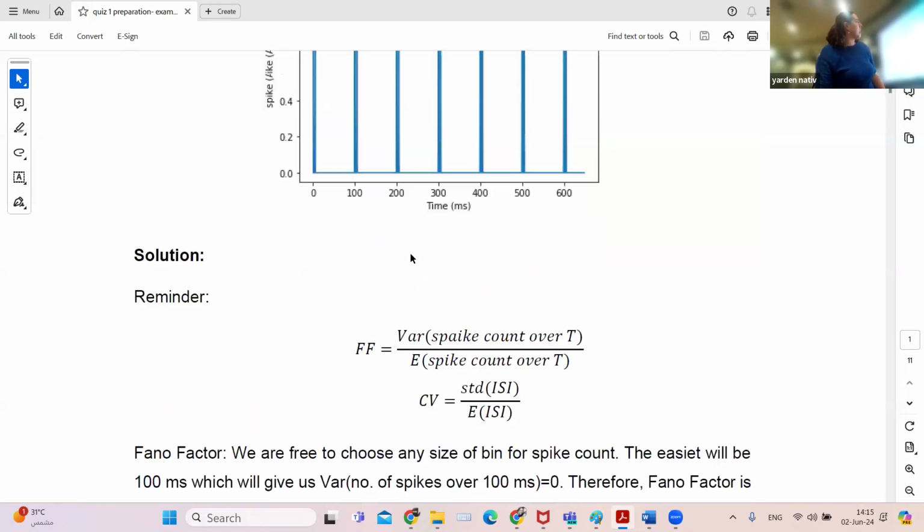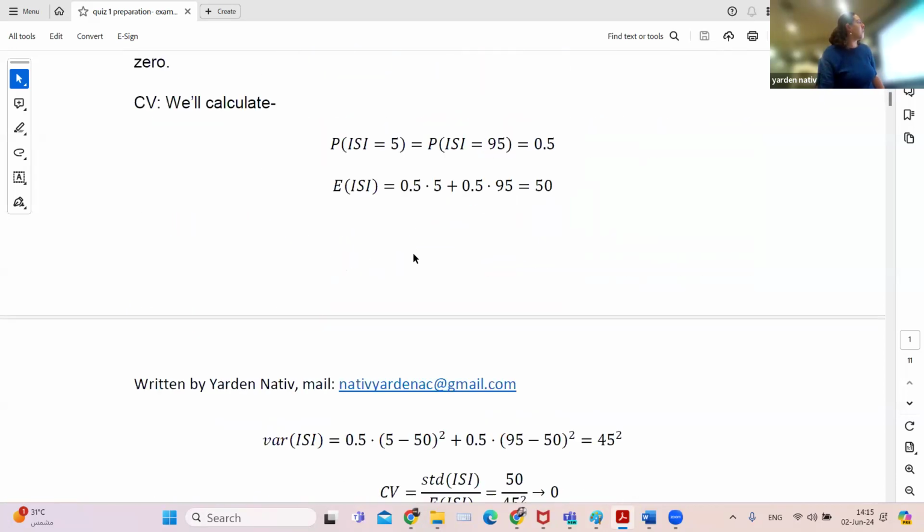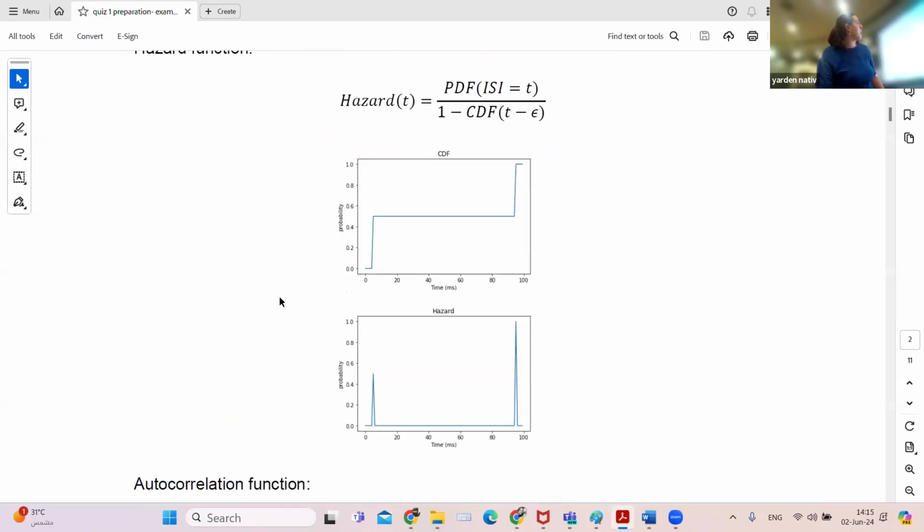So this one is a bit easier, because in this one we can really count the PDF of the spikes.